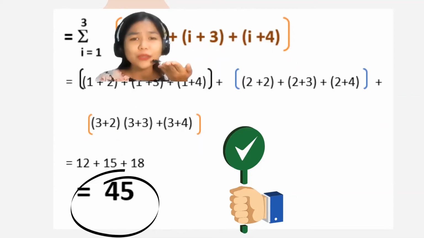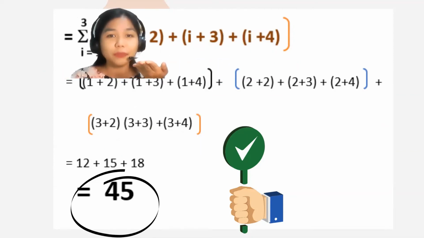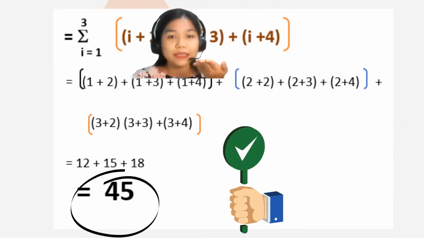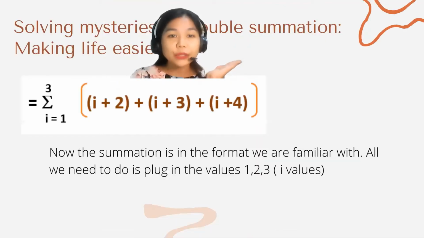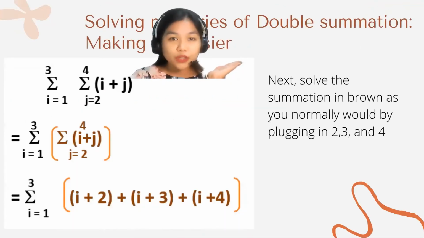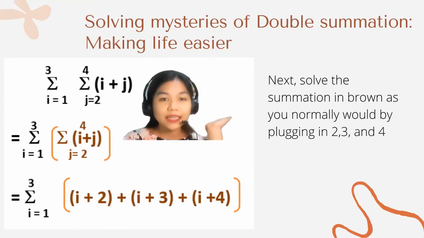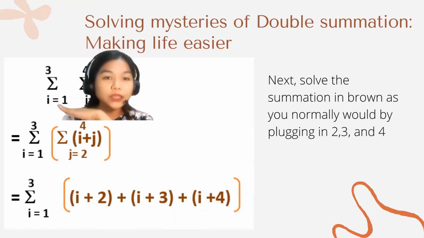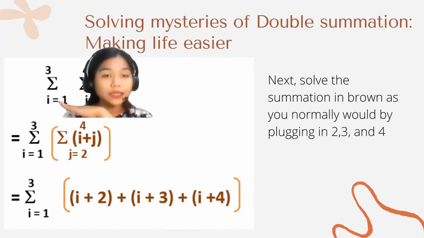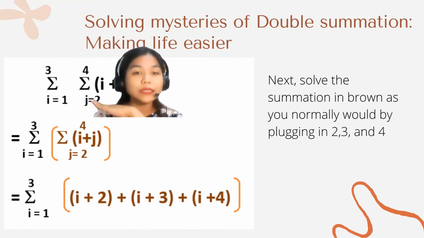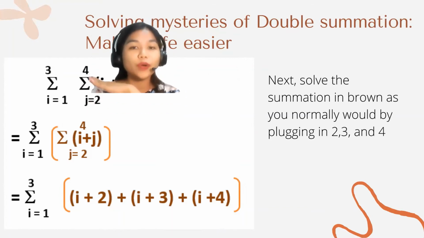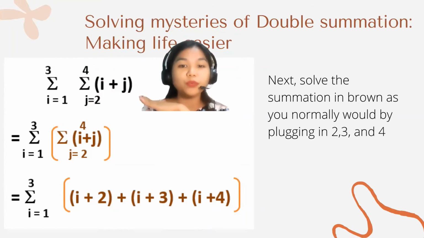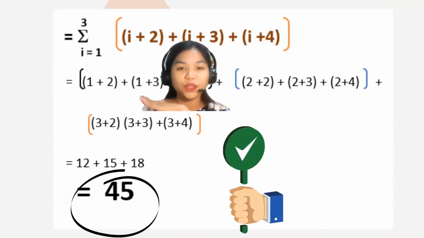Ma'am, bakit po inulit-ulit natin sila ng pangatlong beses? Tapos same lang po ang ating ginamit. Kasi going back to our double summation notation, alam po natin na tatlo po yung rows at saka sa tatlong rows, in each row, we will be using second up to the fourth column. Yun po yun. Yun po ang ibig sabihin nun.